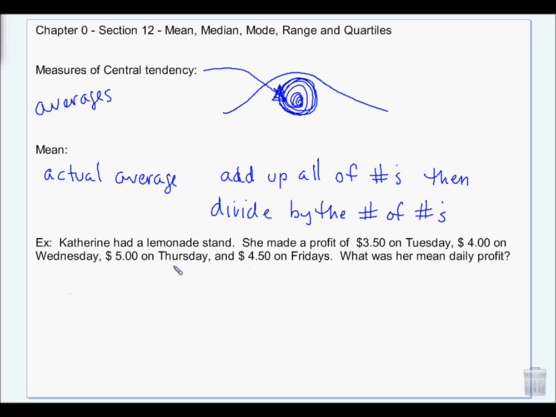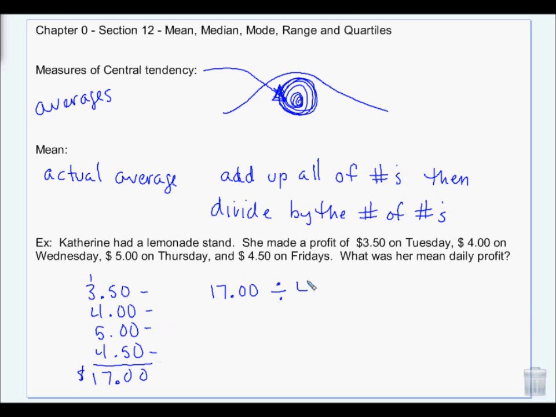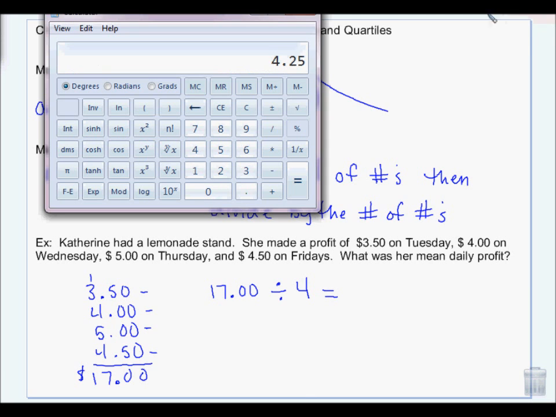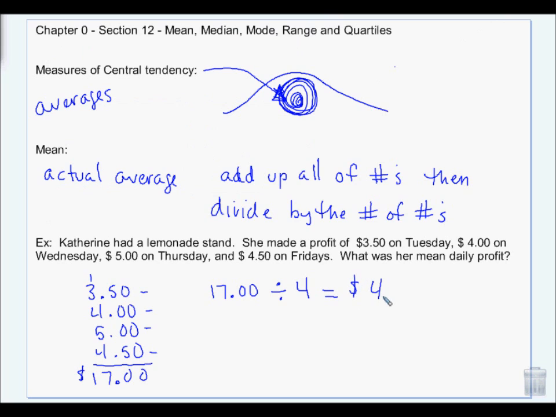Okay, well, we're going to find the mean on this. So we're adding up the numbers. So we have $3.50, $4, $5, and $4.50. Okay, so we're going to add all that up. So 8, 12, 17. So that's 17. What's the mean? Well, no, this is the total. Now to find the mean, we take that total and divide it by how many numbers we added together. 1, 2, 3, 4 numbers, right? So we're going to divide that by 4. Okay, so my mean is 4.25. So this is like the average, like her average daily profits.